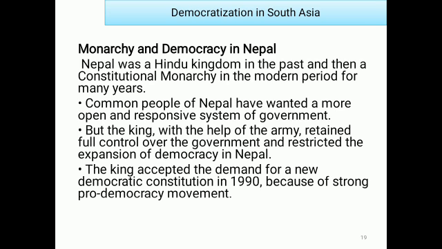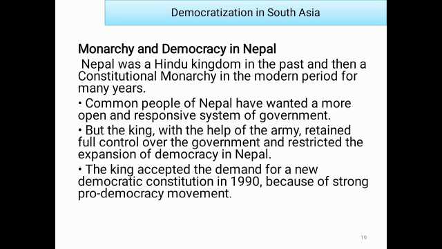Now, monarchy and democracy in Nepal. Nepal was a Hindu kingdom in the past and then a constitutional monarchy in the modern period of many years. Common people of Nepal have wanted a more open and responsive system of government. But the king, with the help of the army, retained full control over the government and restricted the expansion of democracy in Nepal.